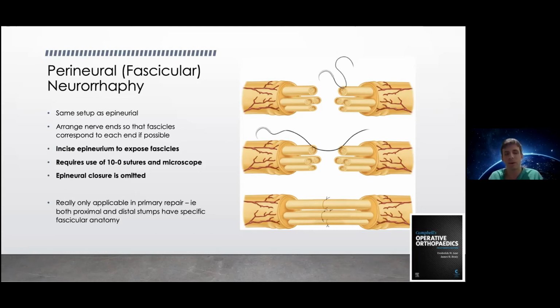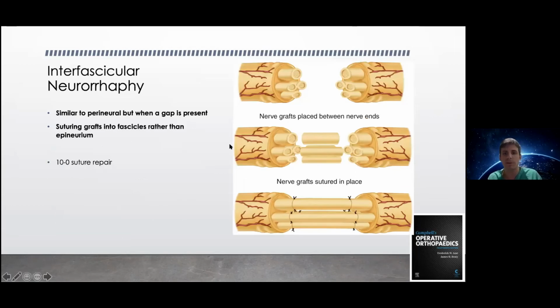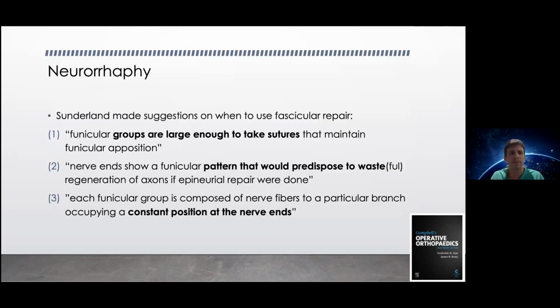So we don't often see this, but let's say you're repairing the sciatic nerve, you probably will use this interfascicular neurorrhaphy where you're taking sural cable grafts and actually suturing them into large fascicles of the sciatic nerve. Again, you'll need 10.0 sutures. So those are the types of nerve repair.